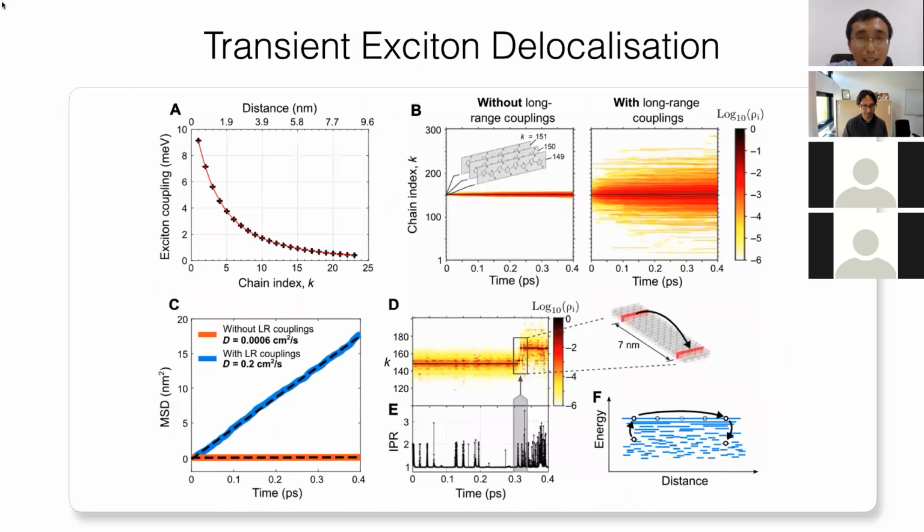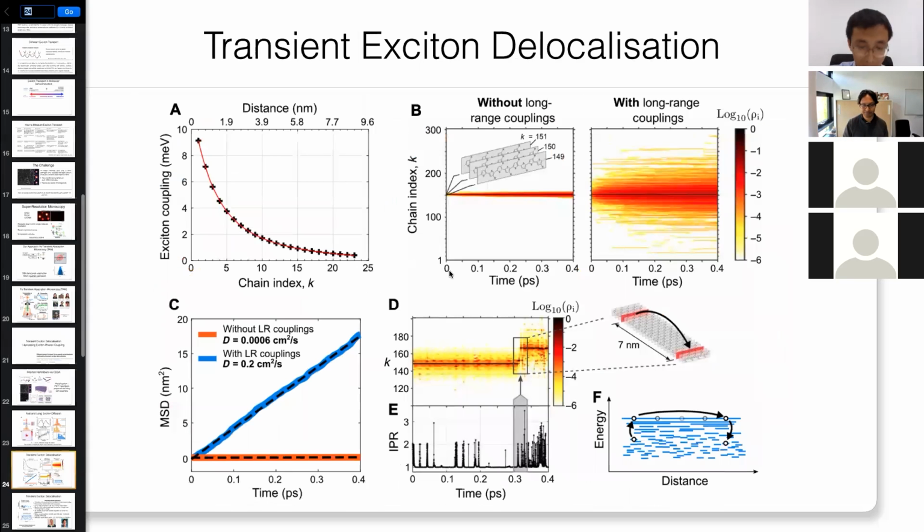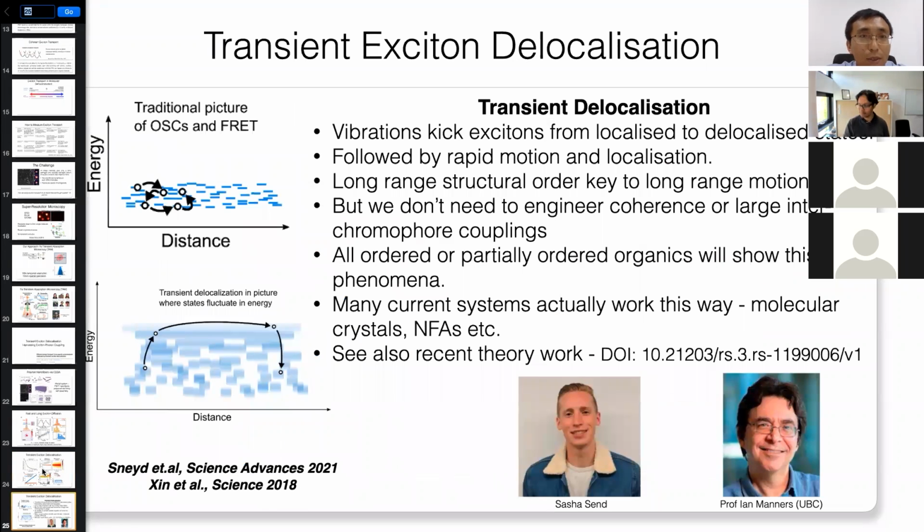Maybe, Doctor, I have two small questions. The first one is about your first part. At the end of your first part, you mentioned the long-range ordering is the key for the long-range transport. Does it mean the high carrier mobility in organic semiconductors is beneficial for exciton transport?